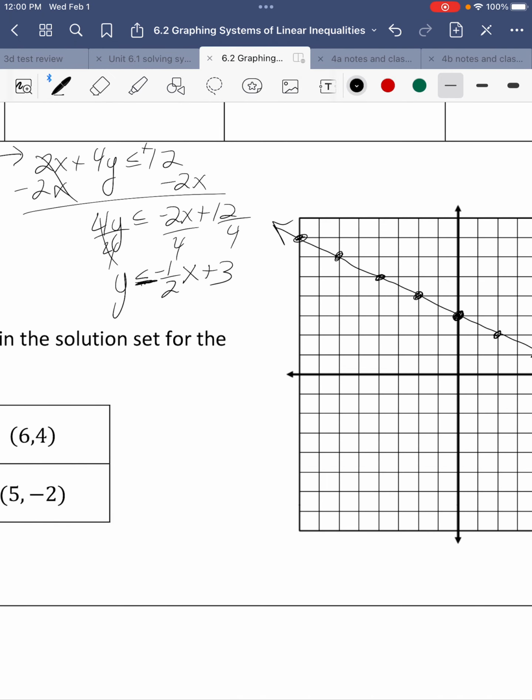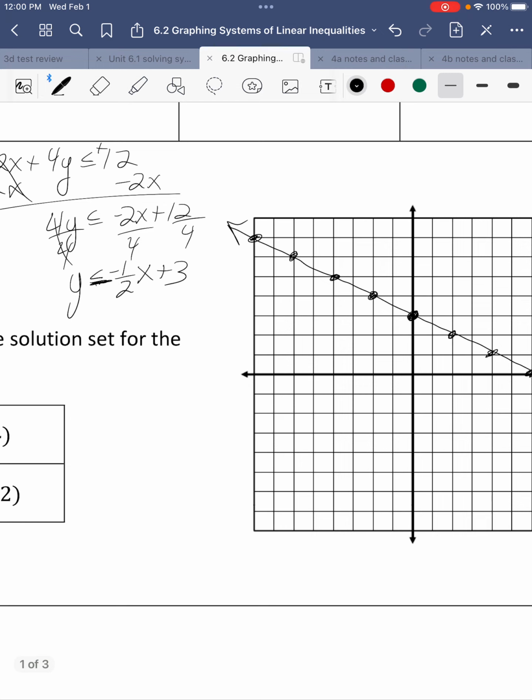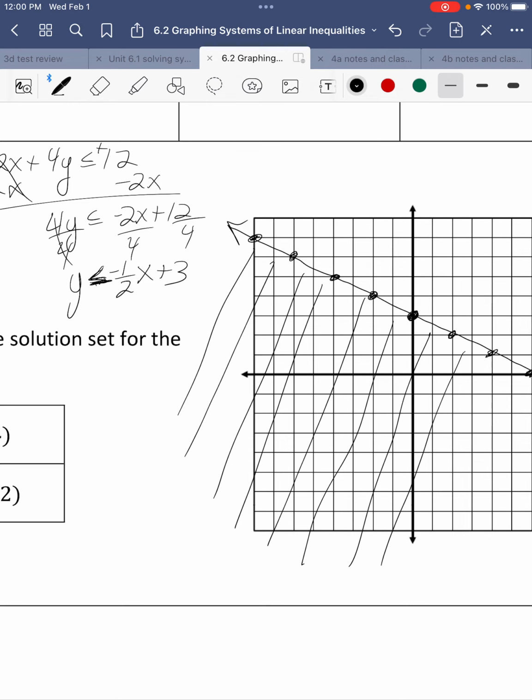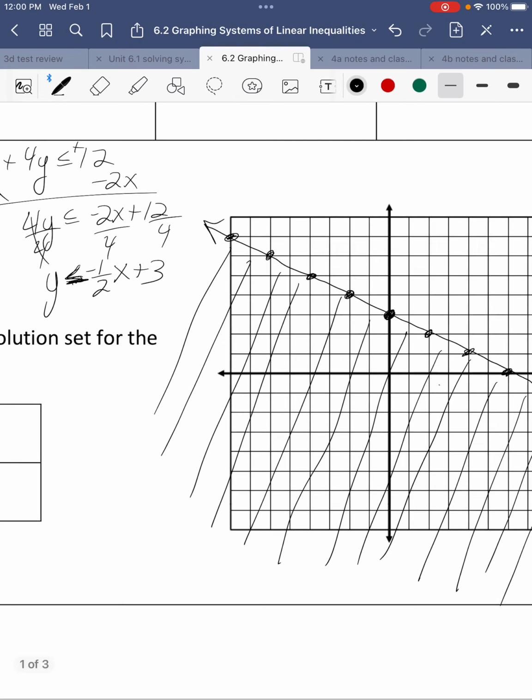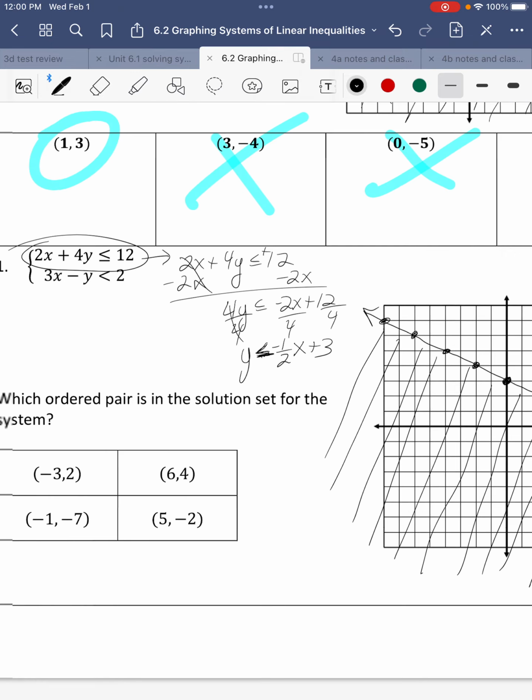All right, because of the equal to, it's a solid line. And then less than means we shade below the line. So I'm just going to draw lines parallel or perpendicular to the actual inequality, because the next one I'm going to draw, it'll hopefully make kind of a checkerboard pattern.